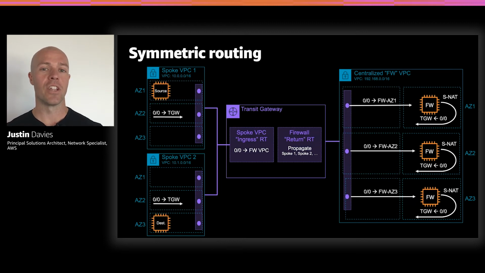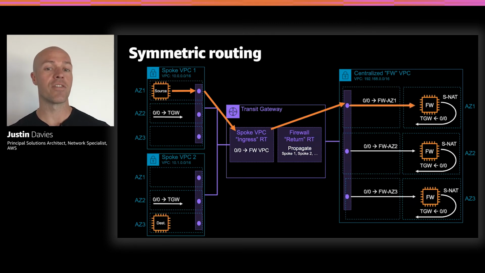Okay, so let's watch this play out. The packet is going to leave the source in AZ1, goes to the local transit gateway attachment in AZ1, follows the static route to the centralized firewall VPC, and uses the attachment in AZ1. The attachment is in its own subnet and route table that says 0/0, send all traffic to ENI 1, the network interface of the firewall in AZ1.